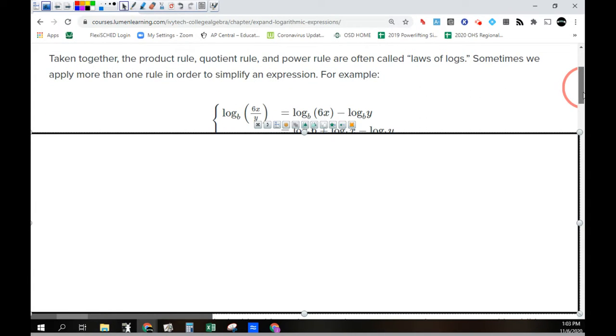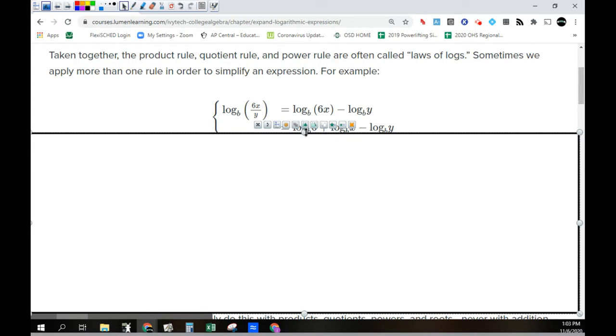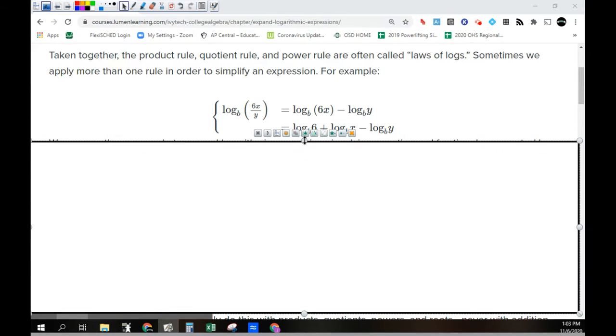So we're going to look at expanding this one. We start out with log base b of 6x over y. So you're going to apply these rules in the opposite order that we did for condensing. First, we're going to apply the quotient rule if applicable. Since we have division by y here, we'll say log base b of 6x minus log base b of y.